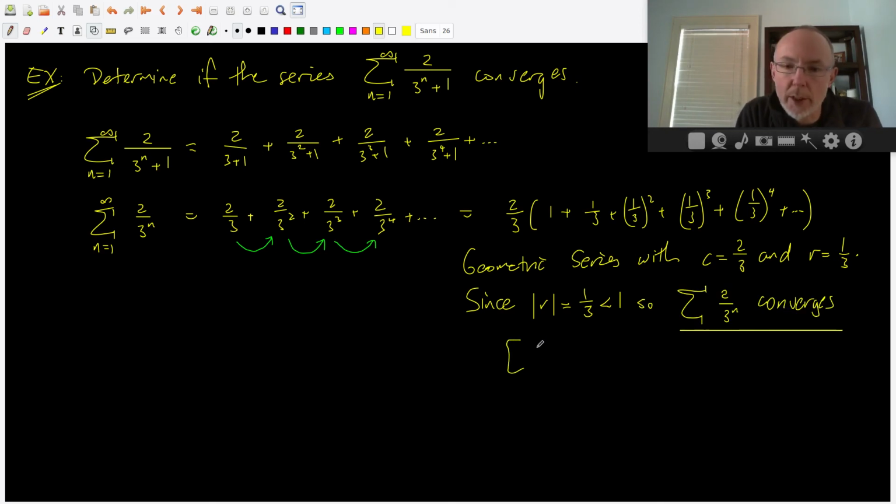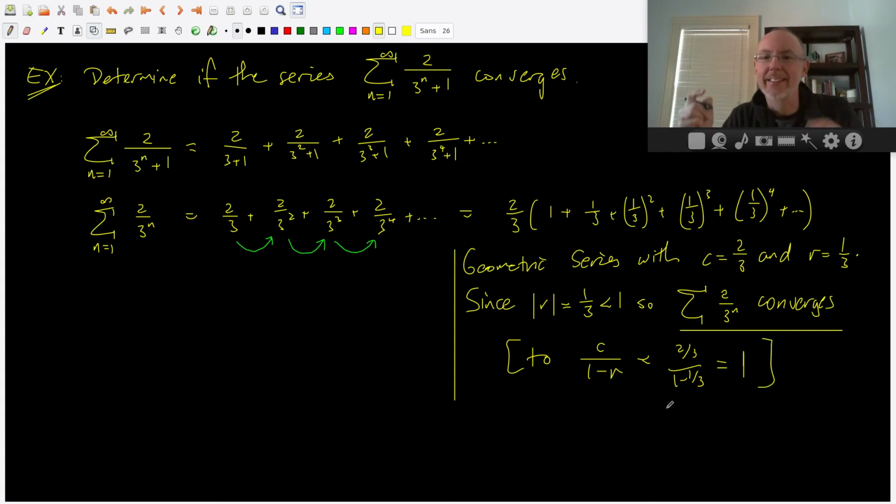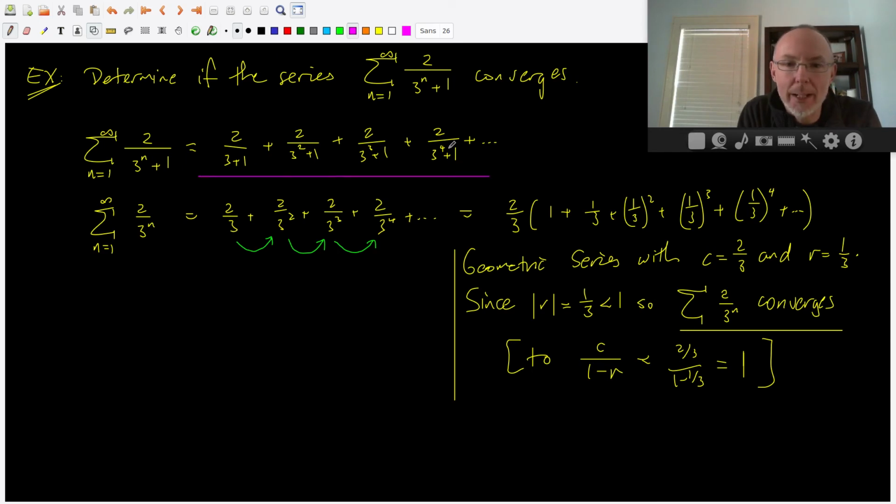And in fact, remember, for a geometric series, we know what it converges to. It always converges to c over 1 minus r, which in this case is 2/3 over 1 minus 1/3. So that's 1. So this thing adds up to 1, in fact. But that's not terribly interesting. What we're interested in is that it actually converges at all. And now I've got to think about whether that helps me, because all of that analysis I just did may not actually help me with this series up here.